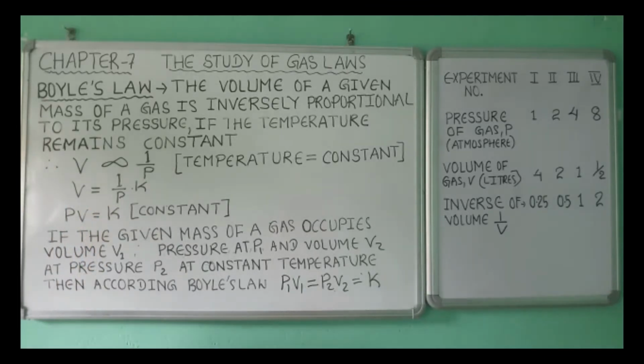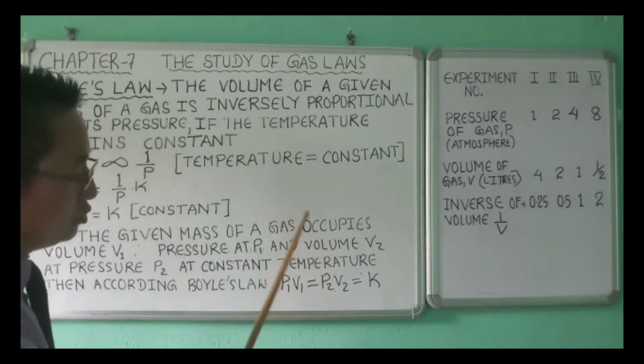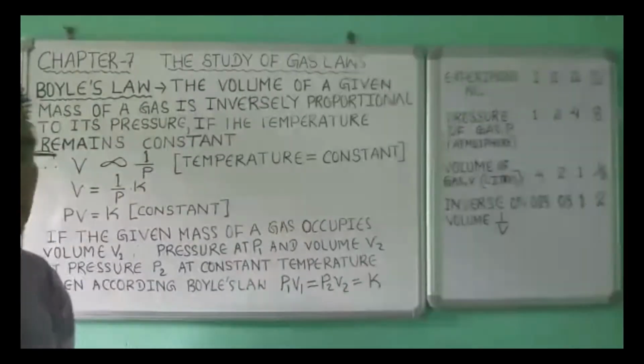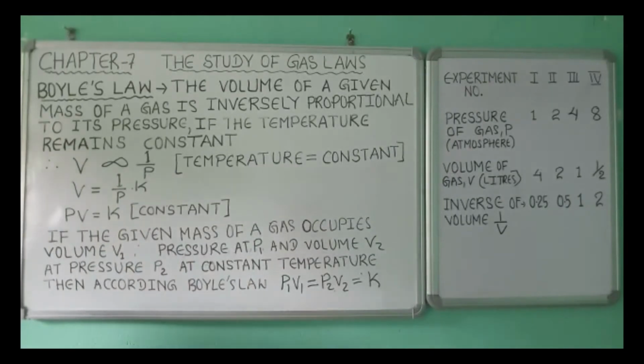K is a constant. If the given mass of a gas occupies volume V1 at pressure P1, and volume V2 at pressure P2 at constant temperature, then according to Boyle's law, P1 V1 equals P2 V2 equals K. This is the mathematical expression of Boyle's law.